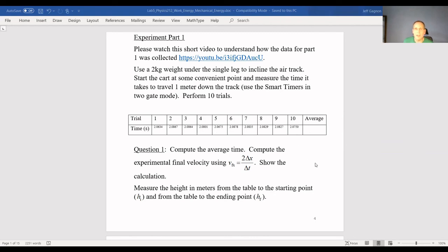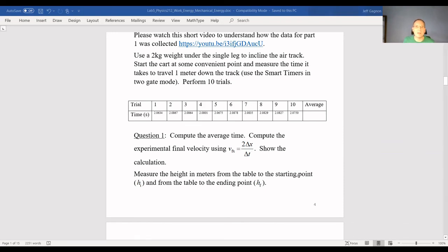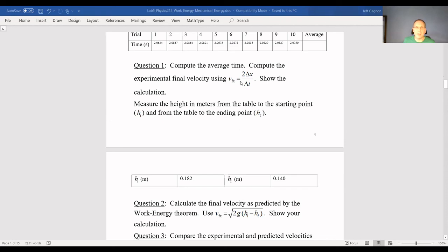And now compute the experimental final velocity, which we derived that formula earlier. Remember, it's twice delta x over delta t. But we know in this case that delta x is simply going to be 1, right? Because it travels 1 meter down. The displacement is 1 meter down the air track. Okay, and make sure you show me that calculation.